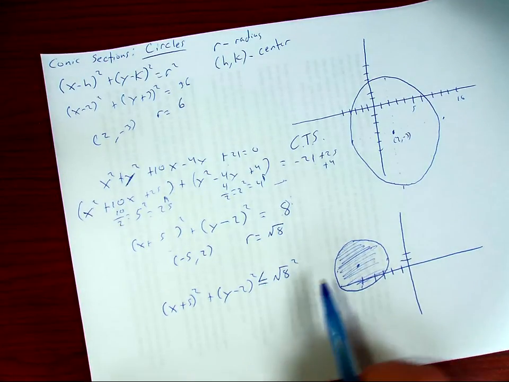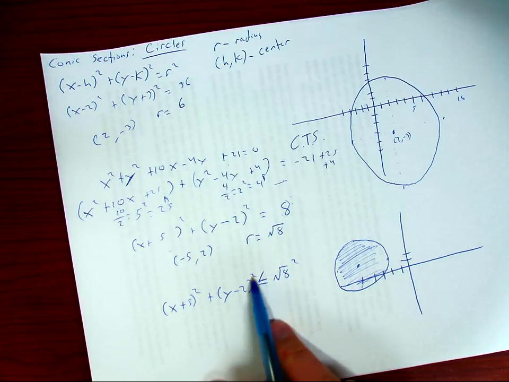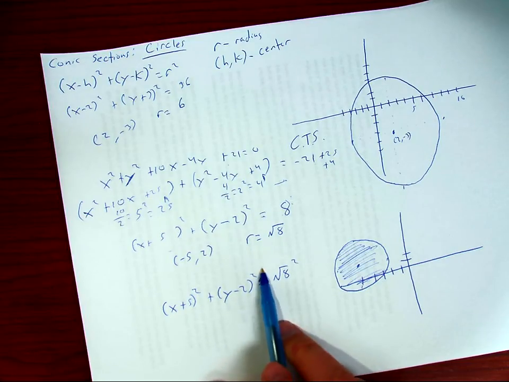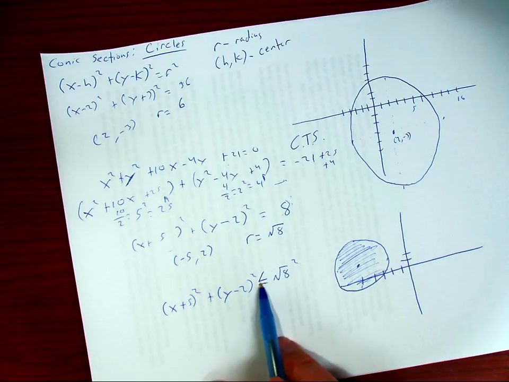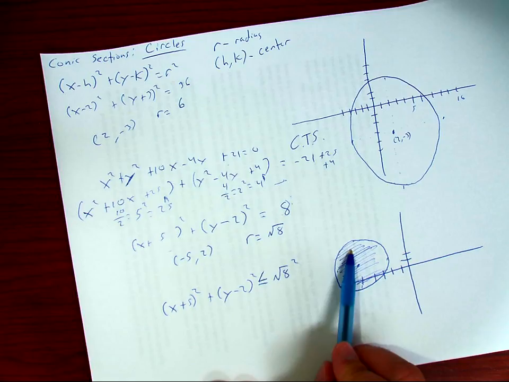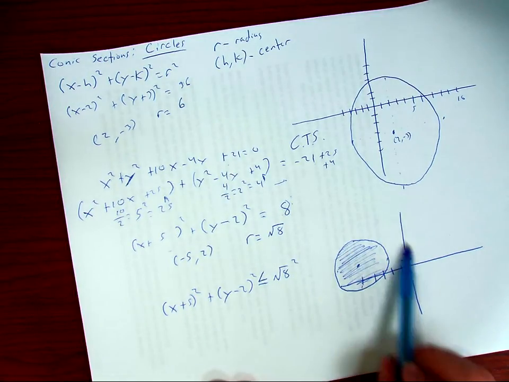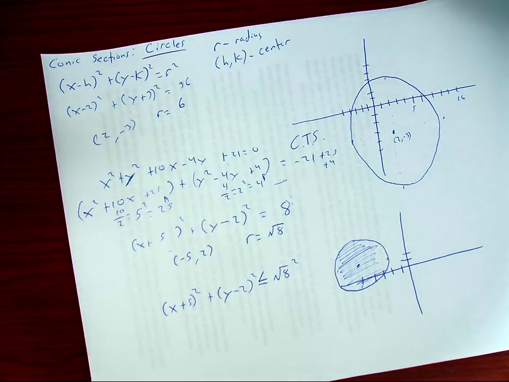And just like in a regular inequality, if it was not equal to, it would be a dashed line. So just bear that in mind. It doesn't come up very often in the conic section of the book, but it does occasionally come up. Just remember that if it's less than in a conic section, really regardless of the conic section, you shade inside the shape. If it's greater than, you shade the outside of the shape. And that's it. That's circles.